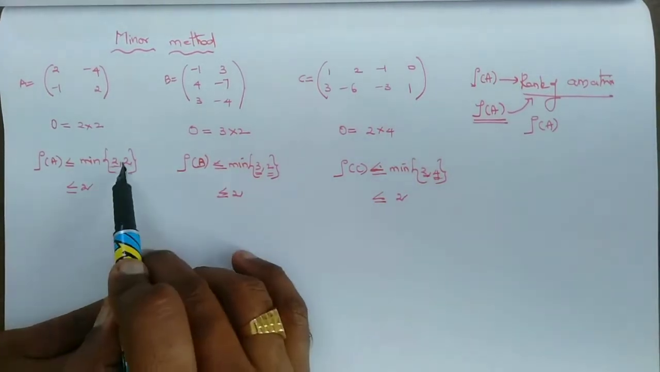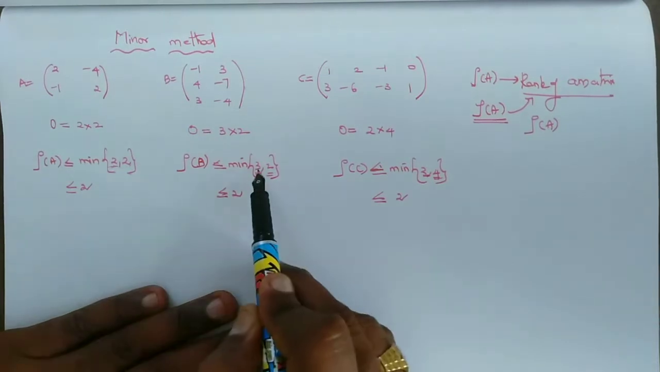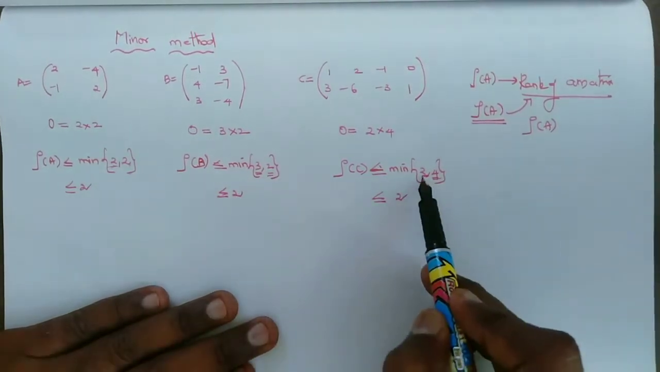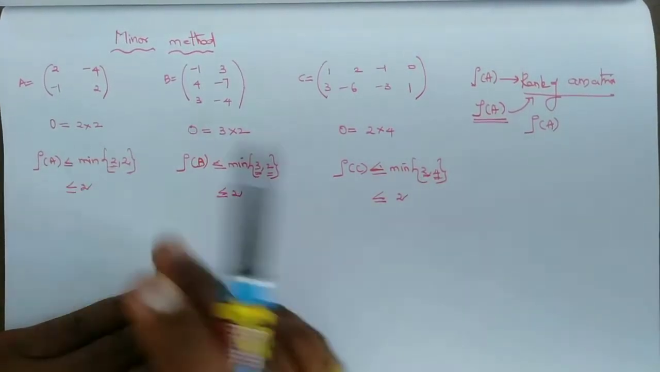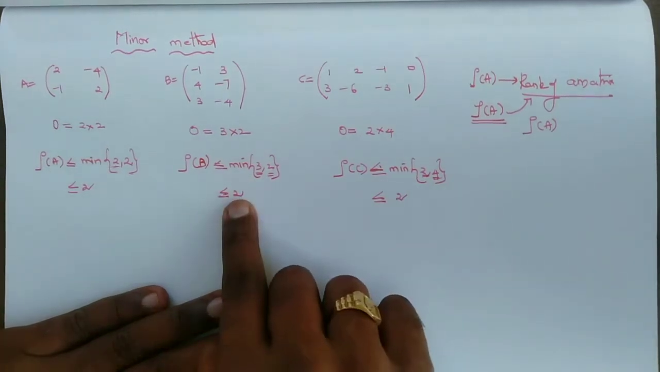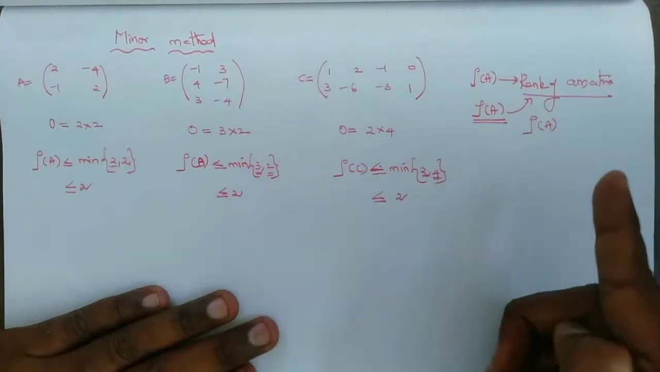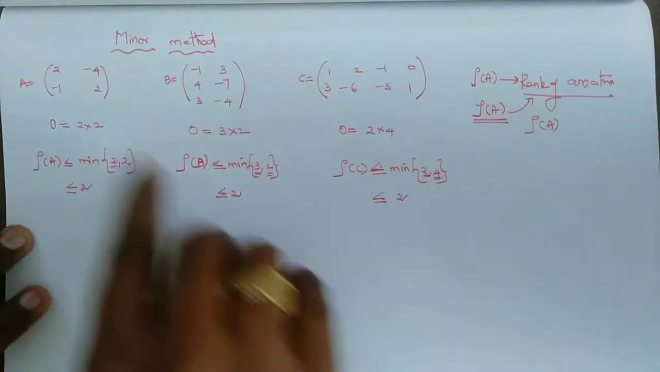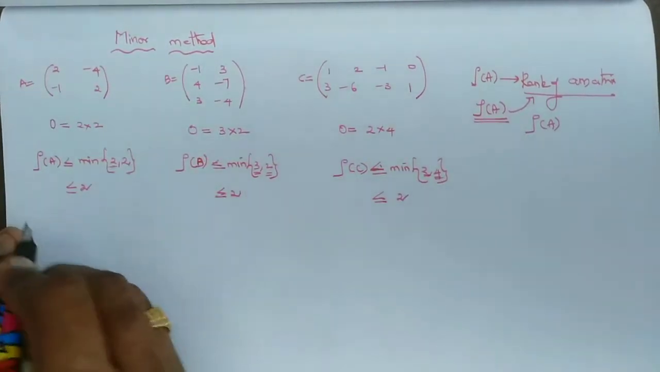Which one is minimum? Right, both are the same, so 2. 2 is the minimum. 2 means it can be 1 or 2. The rank of a matrix can either be 1 or 2. For example, find this determinant value.